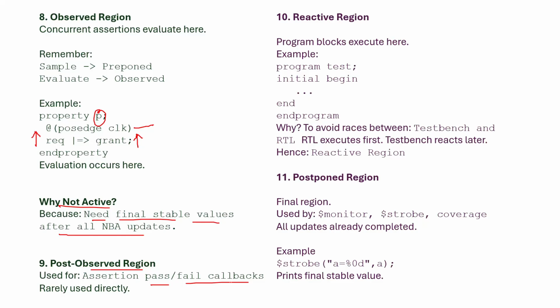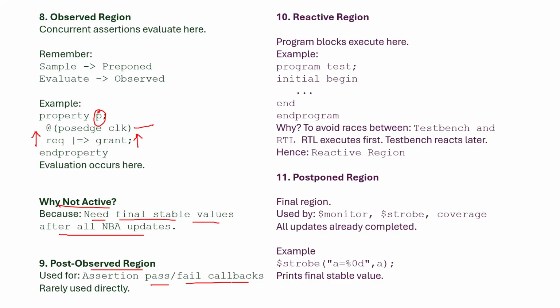And the reactive region. What is the main purpose we are using this reactive region? The programming block is there. Why this programming block is there will come in the further slides. In the programming block, we are using some test bench execution. In the test bench and DUT, the same values are passing, right? So at that time, a race condition may occur. To avoid that race condition, we are using this programming block.